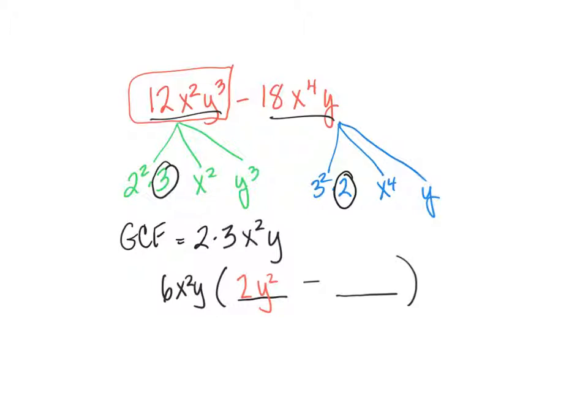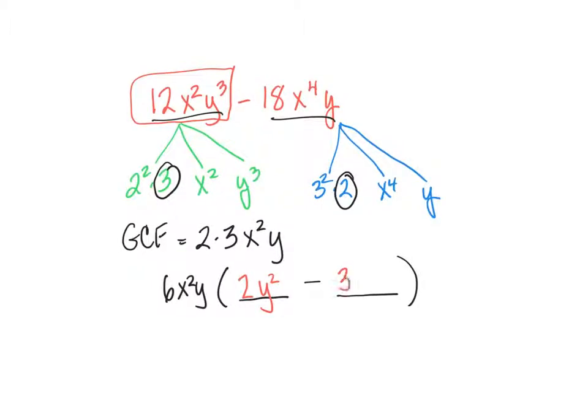If I factor out a 6 from the 18, I'll have 3. Factor out an x squared from the x to the fourth, I'll have an x squared. And if I take out the y, that's all I have left, right? There's no other y's in that. So that's the complete factorization. 6x squared y is the greatest common factor, and then 2y squared minus 3x squared.